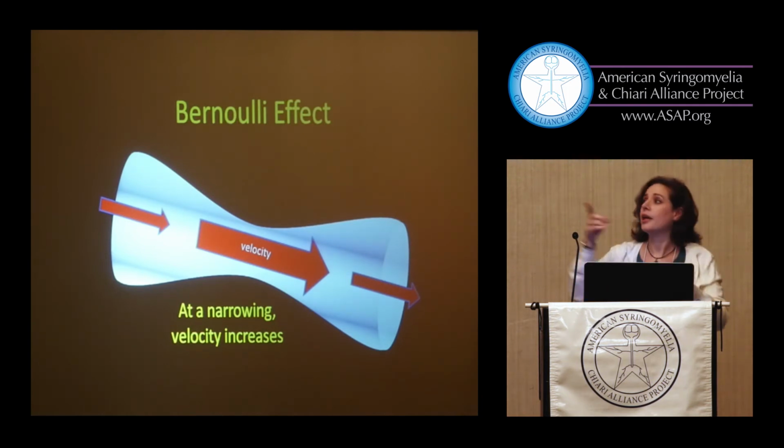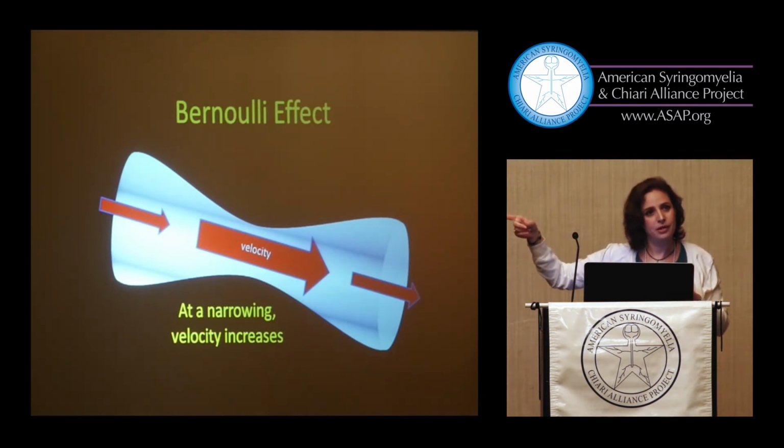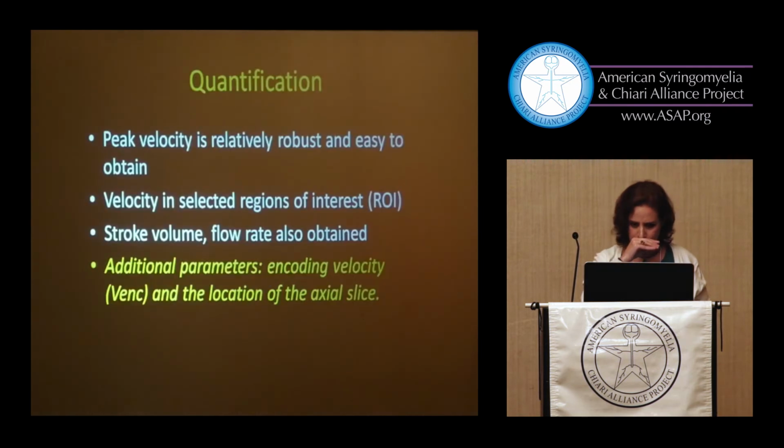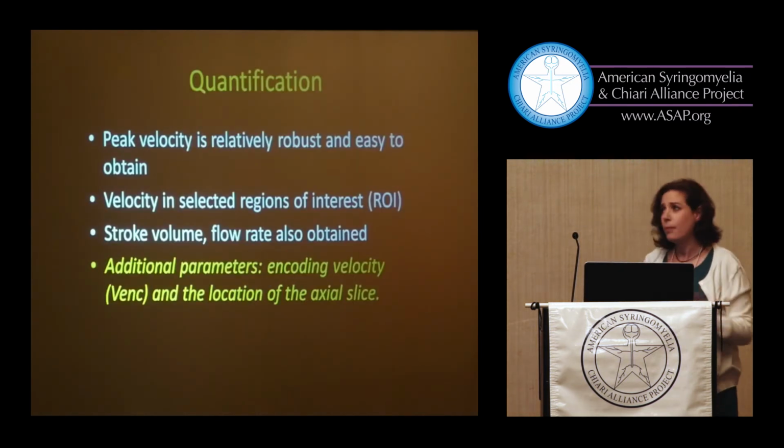How much of a narrowing? Now we can give you a number. What if you have a Chiari, but there's no change in flow? Then maybe there's no problem there. What if you have something that doesn't look like much of a Chiari at all, but you have a velocity change? That could be a Chiari 0. But you need the numbers in order to say this. So quantification gives us a lot more flexibility and a lot more power.